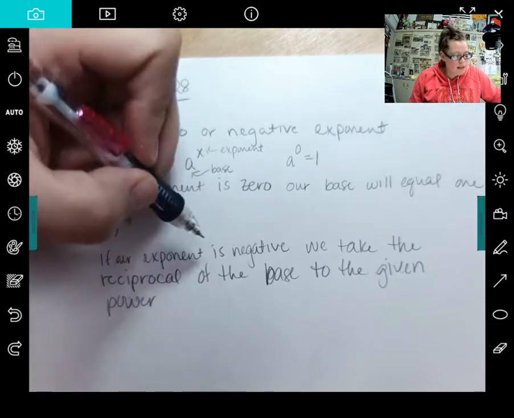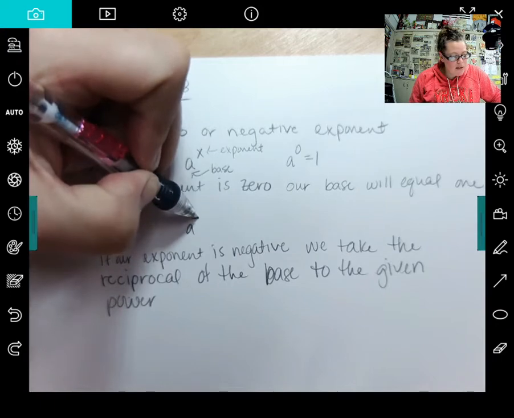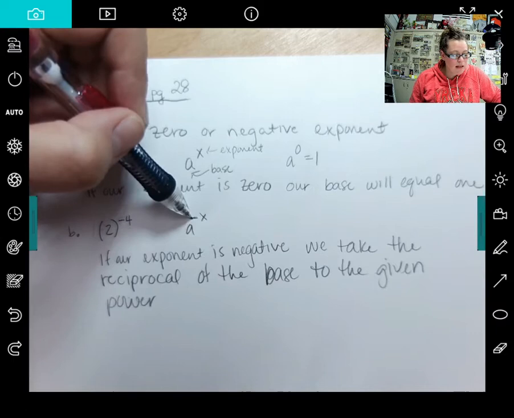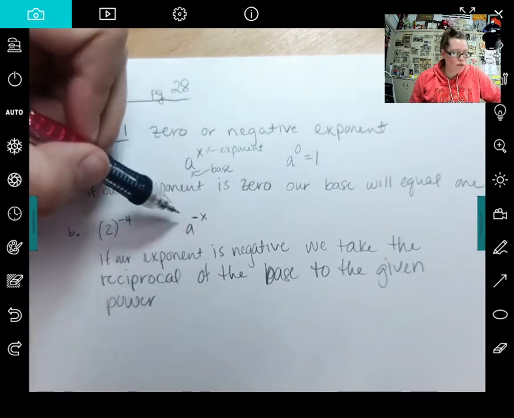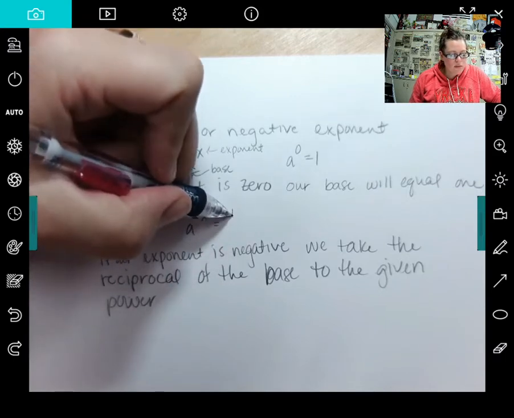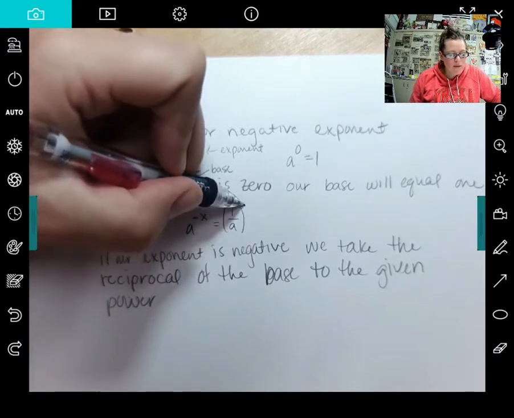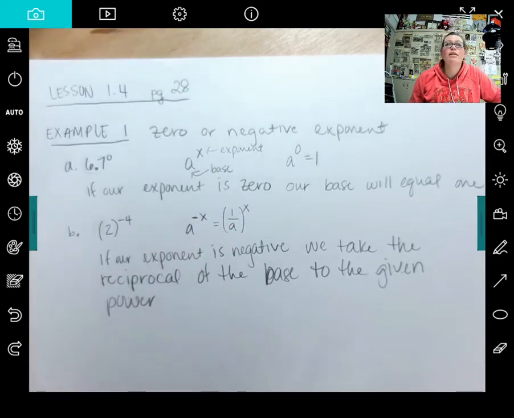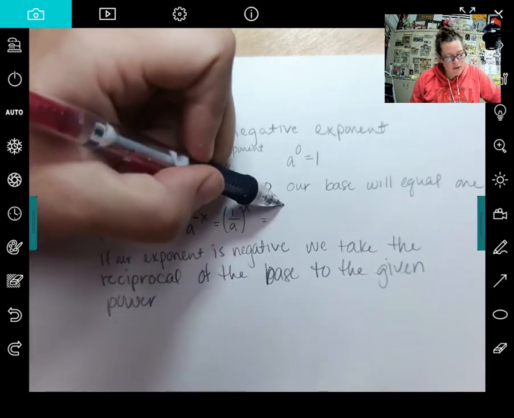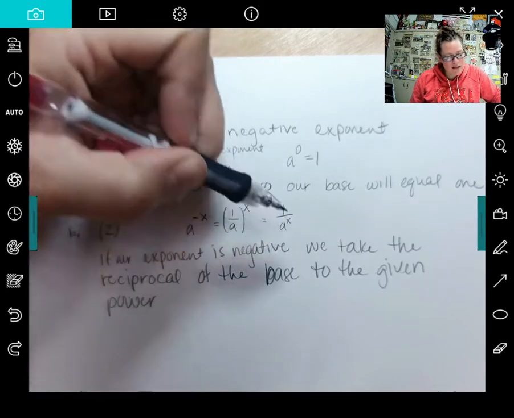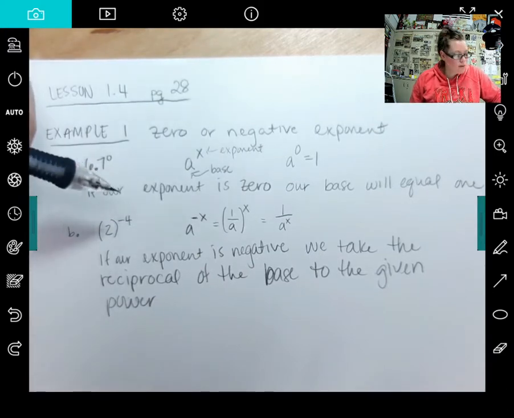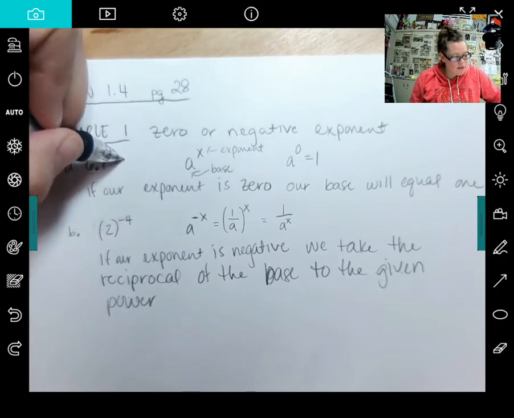So let's say we have a to the -x. To get rid of the negative, reciprocal just means you take and flip the fraction. Then this would equal 1/a, but the whole thing is still to the x power. Now we have 1 to any power is just 1, so we have 1/a to the x power. And now the negative is gone. I forgot to write the answer for this one. The answer for this one would be 1.